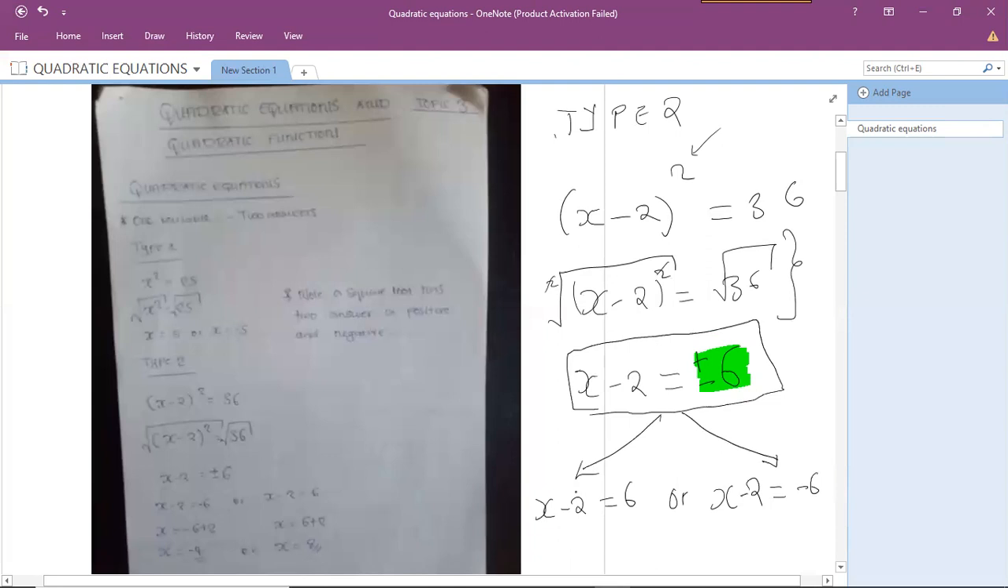This digit here, we're collecting like terms. So this negative 2 is going to cross over to the other side. So on this one hand, it will be x is 6 plus 2, or x is negative 6 plus 2. So at least here, this one is easy. So x is equal to 8. That would be our answer.